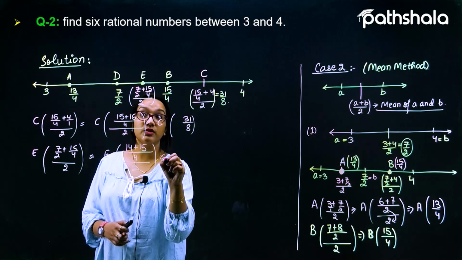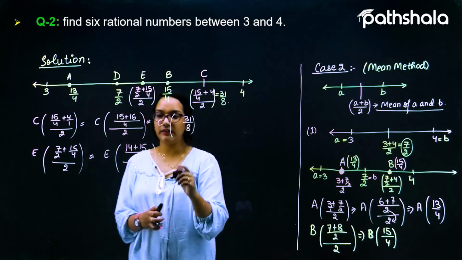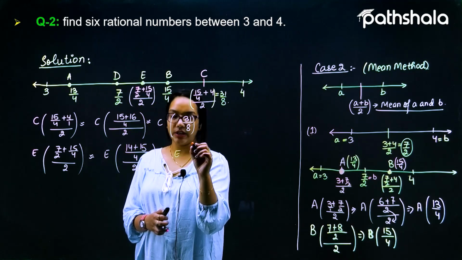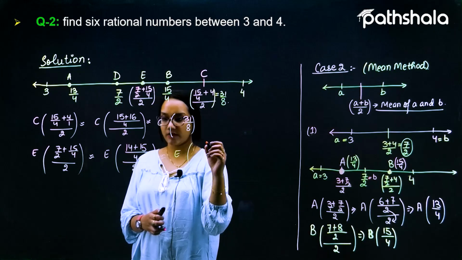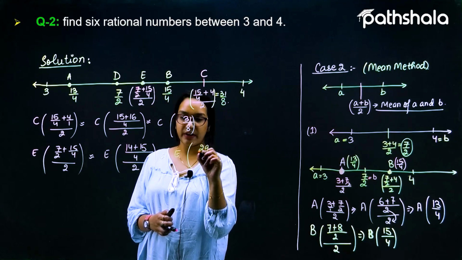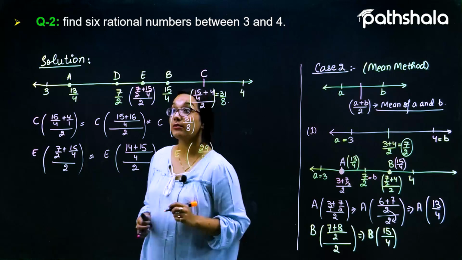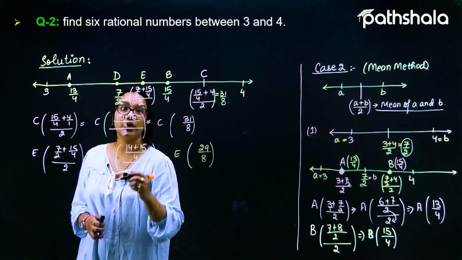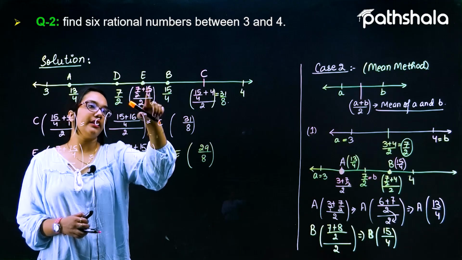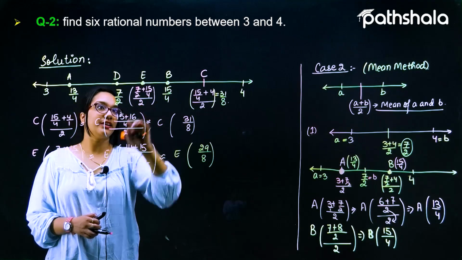After solving this, E will be 14 plus 15, which is nothing but 29, divided by 4 2s are 8. So E is nothing but 29 by 8. So this number is nothing but 29 by 8.